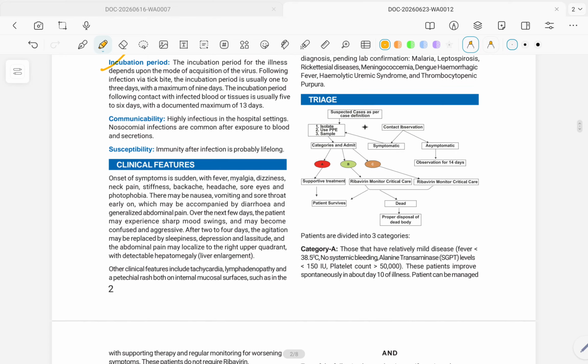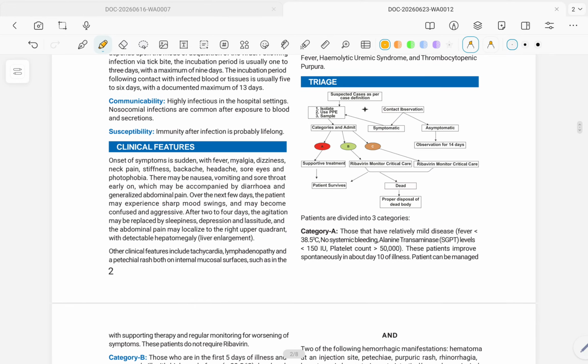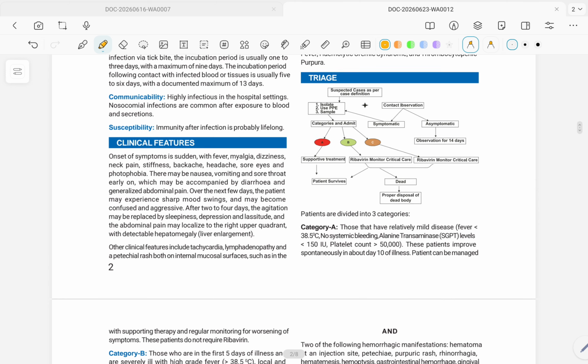Communicability. Highly infectious in the hospital setting. Nosocomial infections are common after exposure to blood and secretions. Susceptibility. Immunity after infection is probably lifelong.